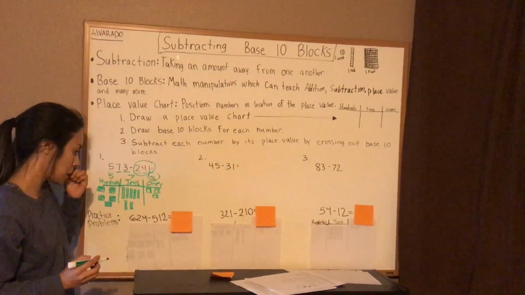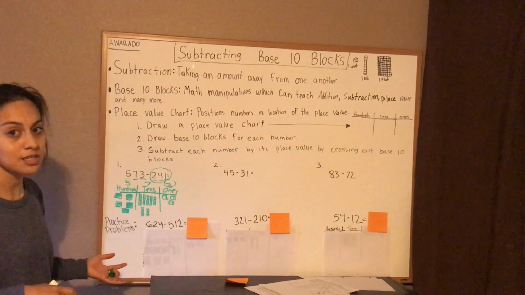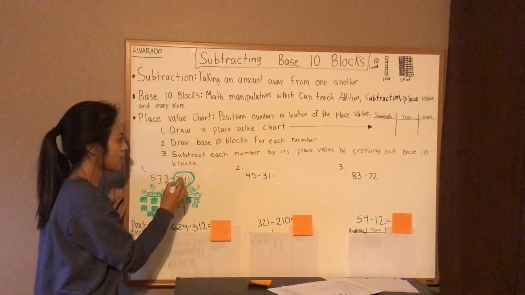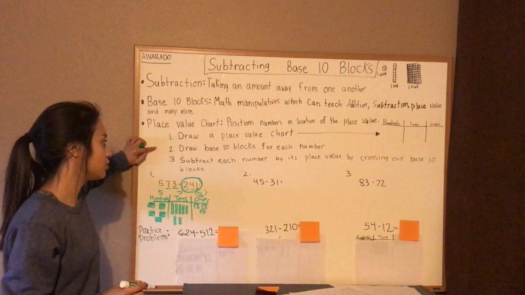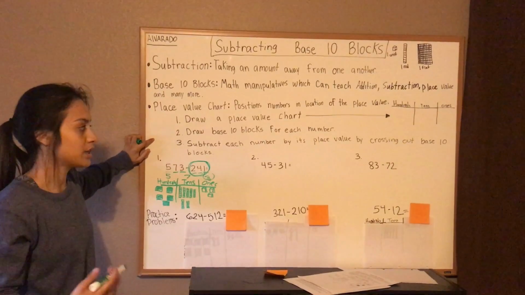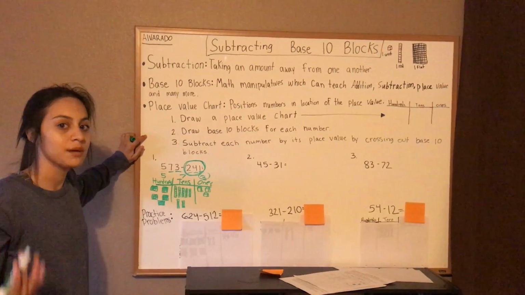Okay, so now this is a little bit more of the tricky part. We're going to subtract these by the second number. So the second number is 241. Since we've already drawn the place value chart and drawn the base 10 blocks for each number, we're going to go ahead and subtract it. We're going to subtract each number by its place value by crossing out base 10 blocks.